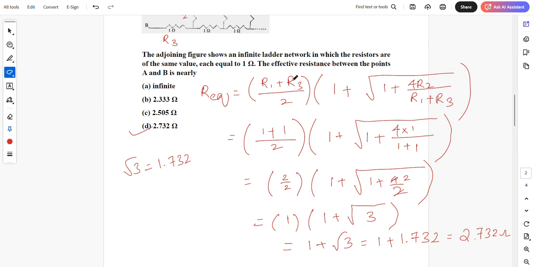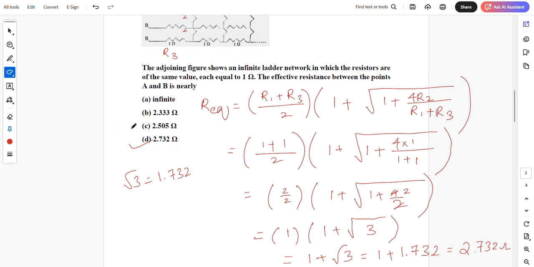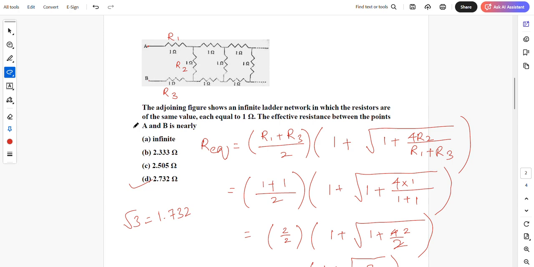Hope you have understood this. Provided you should remember this formula and be careful here while simplifying. Under root you are getting 3, and the value of root of 3 is 1.732. You are adding 1 plus 1.732, which is 2.732, the right answer. That is the equivalent resistance between A and B.